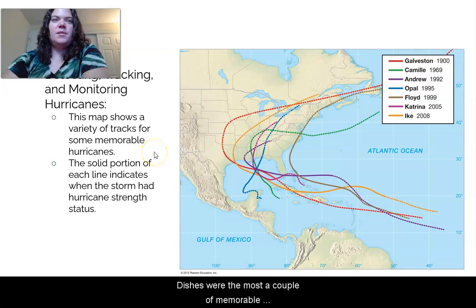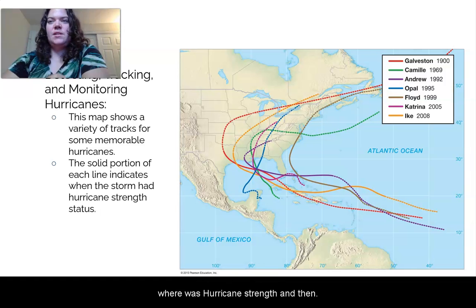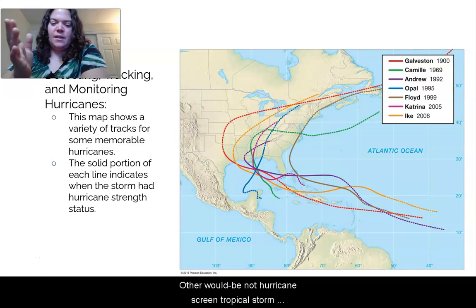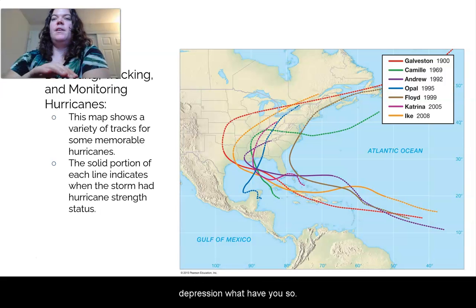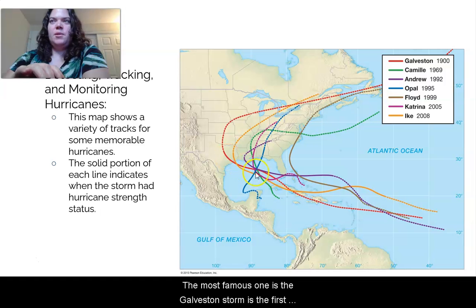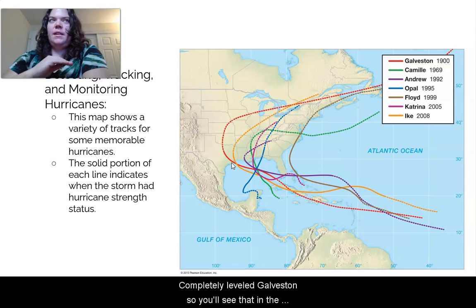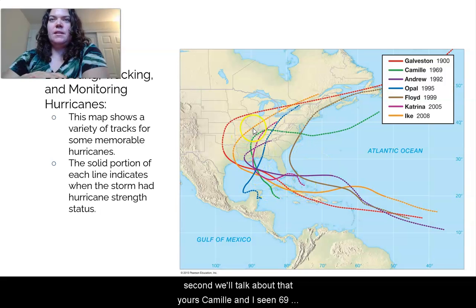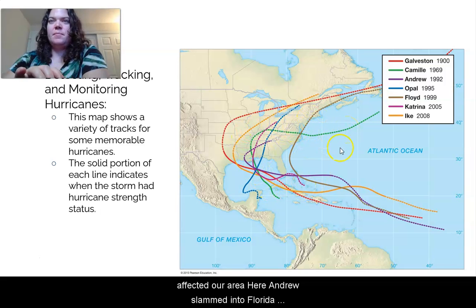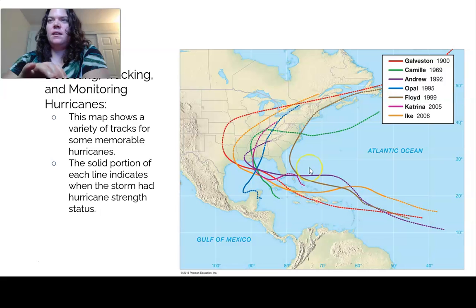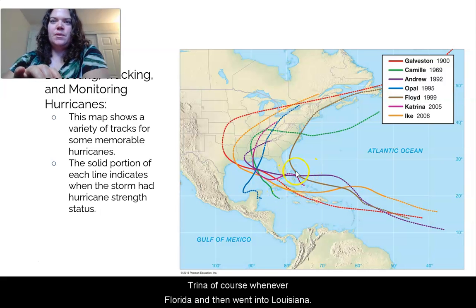This shows where a couple of memorable hurricanes were tracked. The solid portion is where it was hurricane strength, and then the other would be not hurricane strength, tropical storm, depression, what have you. So the most famous one is the Galveston storm. This is the first one on record in the United States. Completely leveled Galveston. So you'll see that in a second. We'll talk about that. Here's Camille in 1969. That one kind of affected our area here. Andrew slammed into Florida really, really bad. Katrina, of course, which went over Florida and then went into Louisiana.